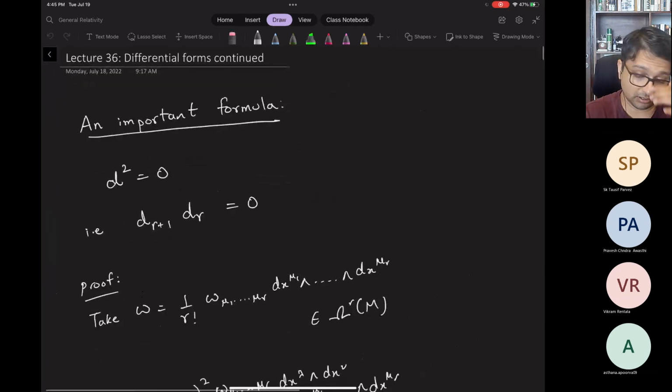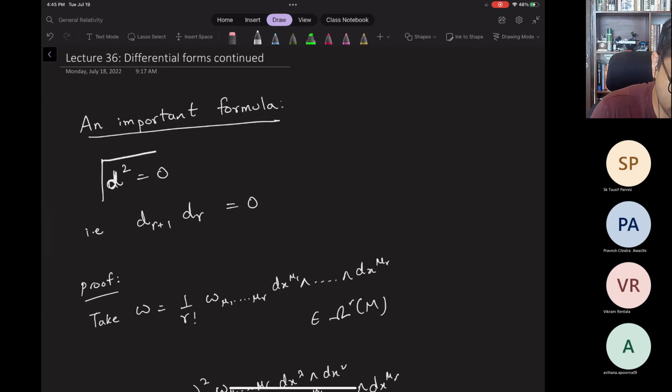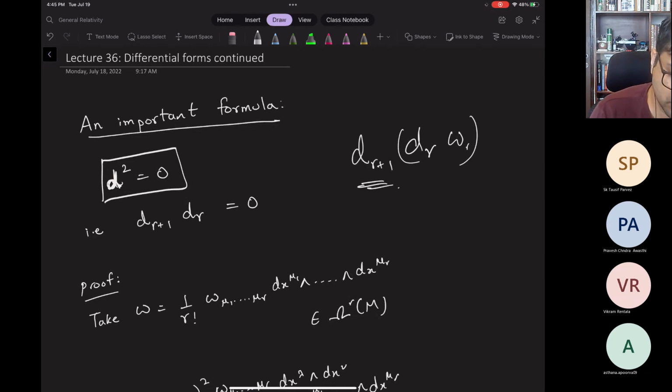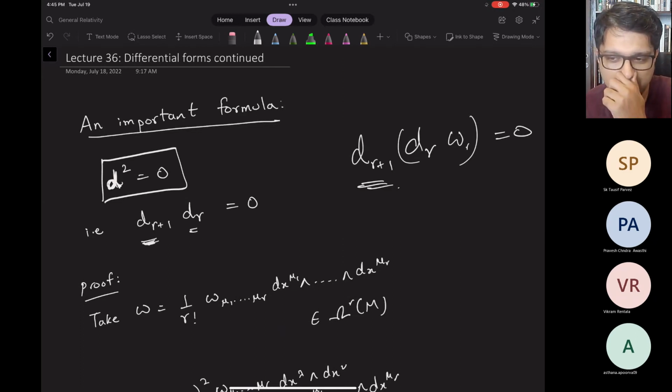Now we're going to continue a little more with this discussion of the exterior derivative. So here's a very important formula about this exterior derivative. The formula is very simple: d square is equal to 0. In other words, d_r is a derivative which acts on an r-form. So omega is an r-form, and d omega is an r plus 1 form. So when I act with the derivative again, I have to act with d_(r+1). So when I say d square, what I really mean is d_r followed by d_(r+1). This operation always results in 0. It gives me 0 as a function on the manifold. Every point of the manifold will give me 0.